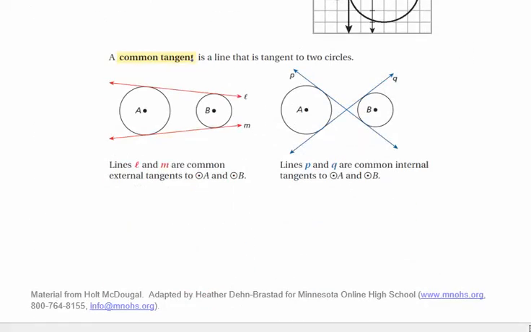You can have a common tangent, and that is a line that is tangent to 2 circles, or it could be more circles. So in these 2 circles that are separated this way, we could draw 2 tangent lines, one above, one below. We could also make tangent lines between them, like an X shape. So it would have 4 common tangents.